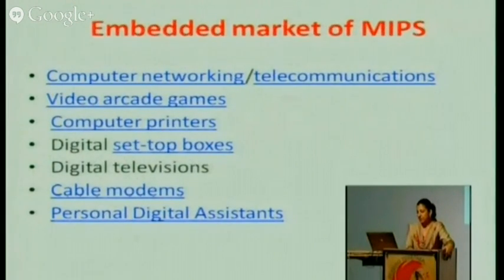These are some applications of embedded systems, particularly using MIPS type of processors: computer networking, telecommunications, video arcade games, computer printers, digital set-top boxes, digital televisions, cable modems, personal digital assistants. Now, one thing I would like to share with you is that from the first mass-produced embedded system, that is Automatic D17, which was a very big computer, basically used for the guidance of a missile, right? To the recently launched Apple iPhone, which we are using nowadays, the embedded industry has evolved a lot.